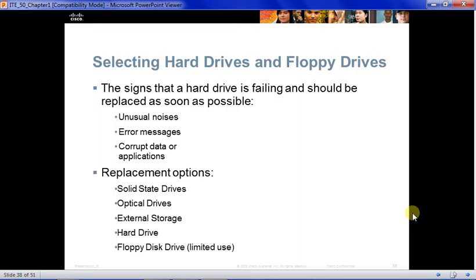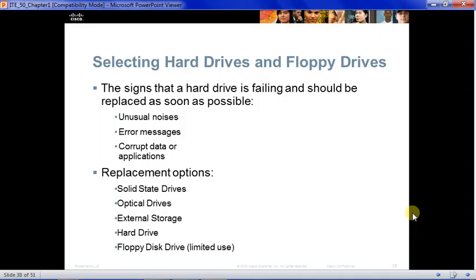I know floppy drives are here. You should understand floppy drives for the test. We don't always work on floppy drives. They don't hold a lot of data. If a customer has an XP system, you might need to use the floppy drive sometimes to do certain things, but in most cases you won't need the floppy drive.